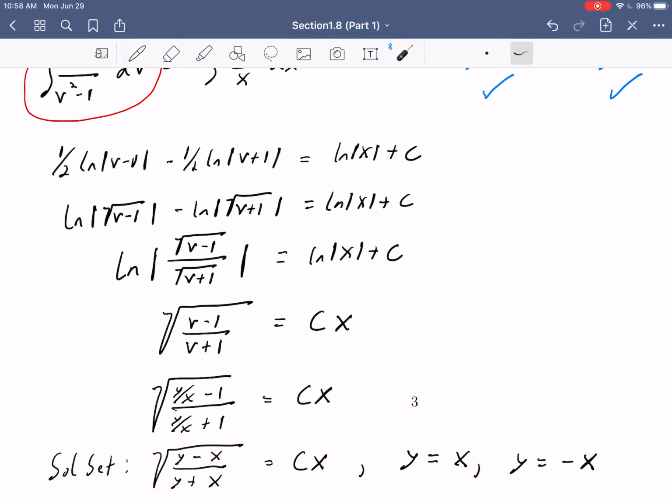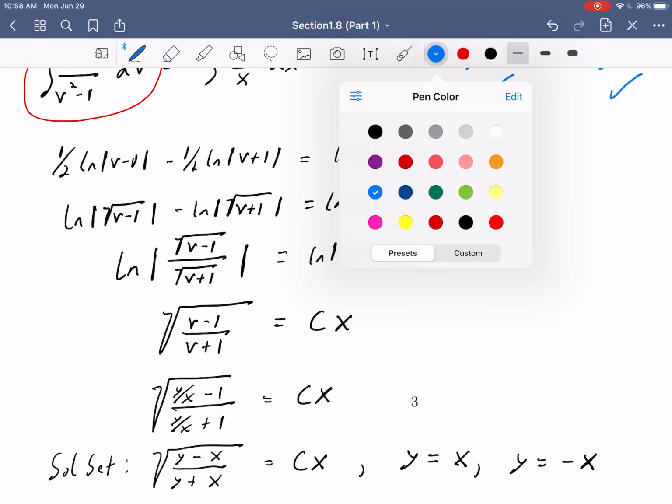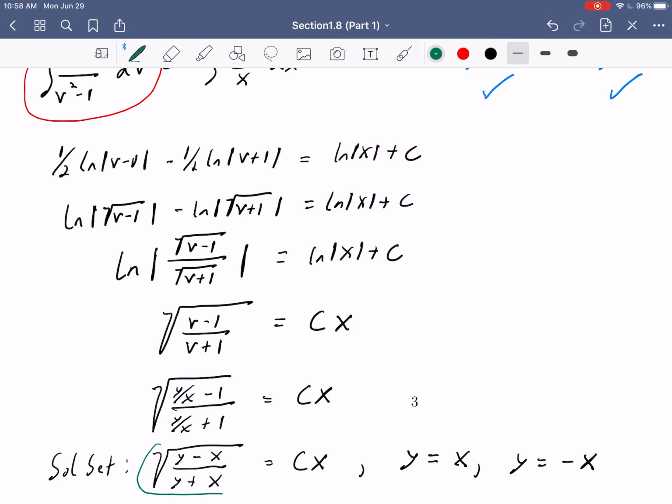So if we were being really careful, we would say that the solution set is everything like this, and this y equals negative x. There isn't a good way to get that y equals negative x, though, by choosing any value of c. So really, the cleanest form of the solution set would be all of this stuff, and this y equals negative x there. Okay, so let's go ahead and take a look at one more example of solving these homogeneous of degree 0, specifically with an IVP.